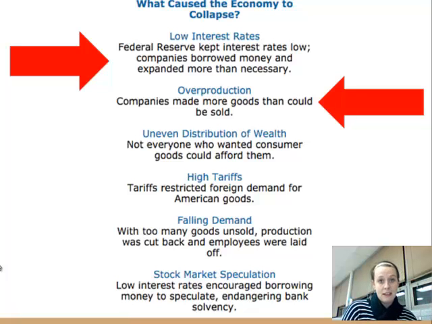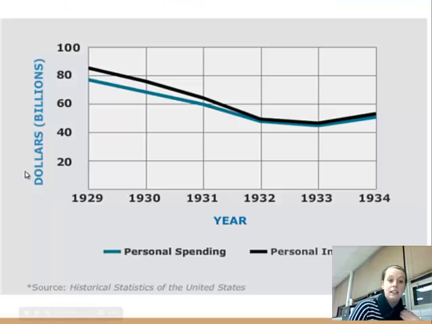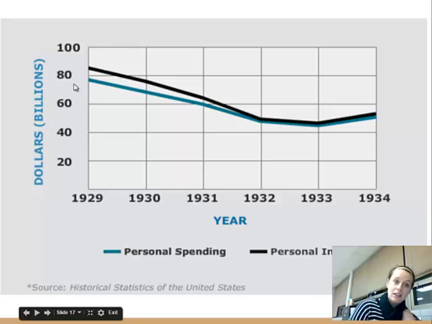People are not making money, and they've already bought the big ticket items that they need, so all of these goods start piling up. Here you can see the light blue line is personal spending. So this is how much money people are spending, and their income is the darker line. And you can see that income and spending really hit lows in 1932 and 1933. But you can see that spending and income in the late 20s is all the way up here. So this huge decrease contributes to this Great Depression.